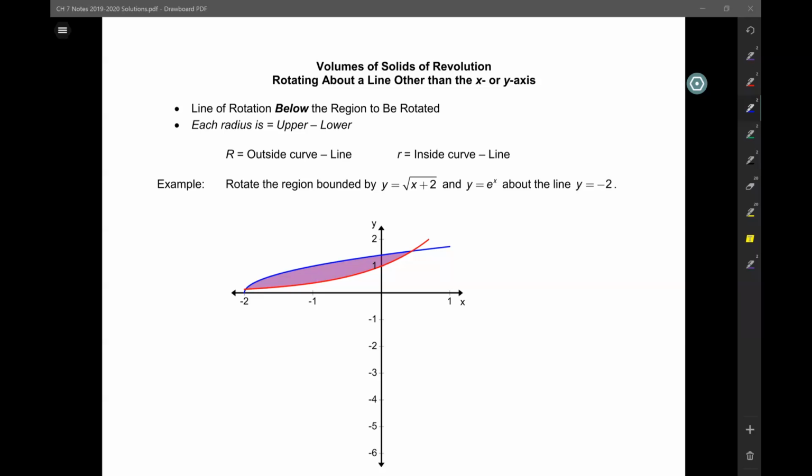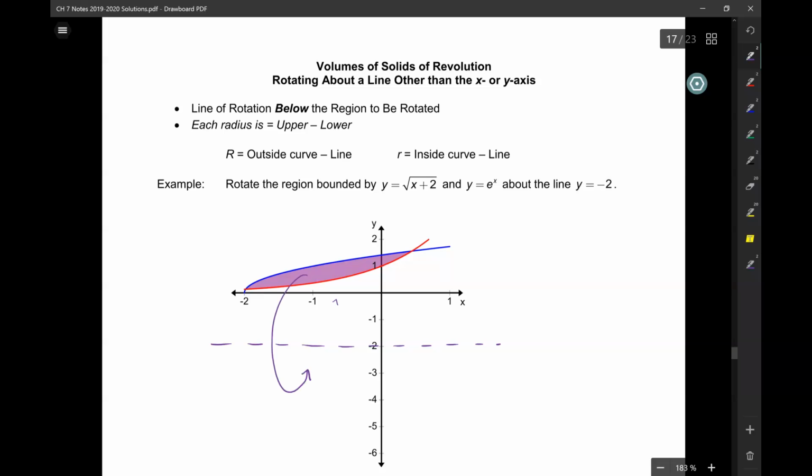We talked about how to find volume when we rotate around the x-axis or the y-axis, right? But now, what if we have to rotate about a line other than the x-axis or the y-axis? Suppose, for example, you have to rotate about an arbitrary line, like y equals -2. So this region here, instead of rotating it about the x-axis, what if you now had to rotate it about the line y equals -2?